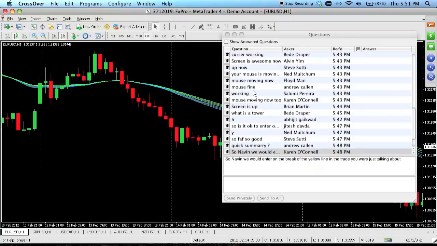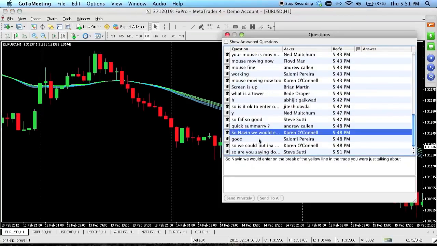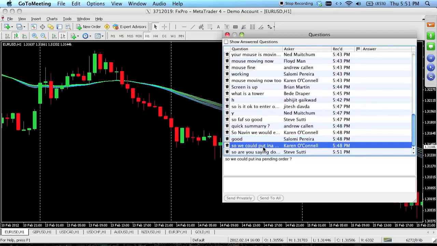Okay. Now, we've gone through a good example. Now we're going to go through an example that would not work. Karen's saying, so we could put it in a pending order. Yes, as soon as the candle closes, put it in a pending order.